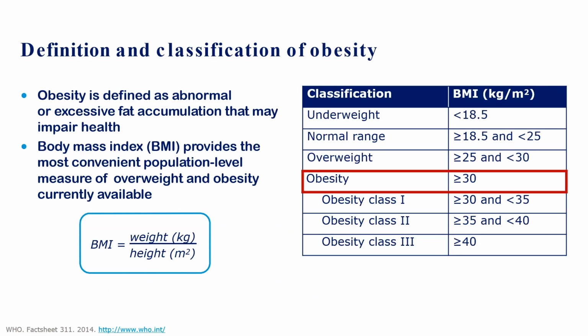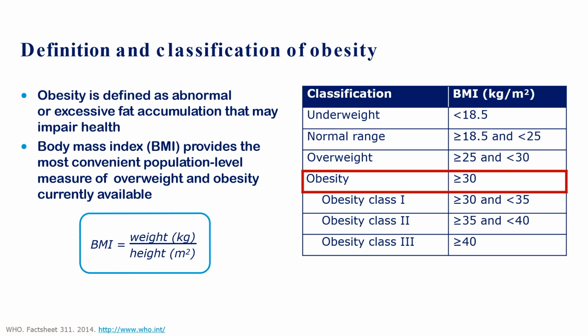So the definition classification of obesity is shown here. Normal weight is 18.5 to less than 25, and this is defined as the body mass index, which is weight in kilograms over height in meters squared. And overall obesity is defined as an abnormal or excessive fat accumulation that may impair health.